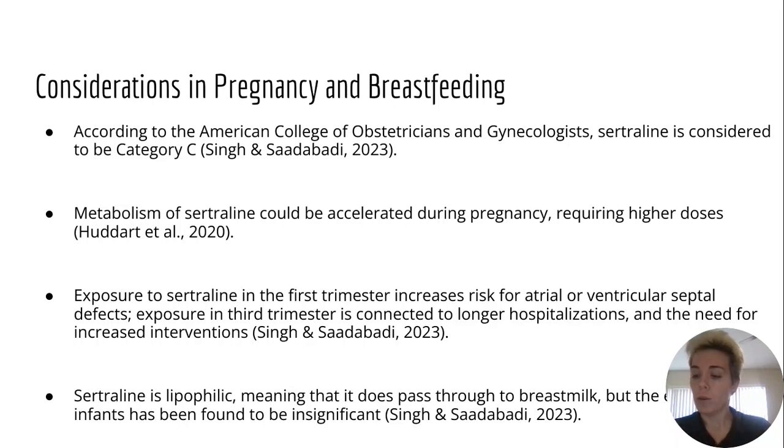In lactating women, while sertraline is a lipophilic drug and it does cross into the breast milk, its effect on a breastfeeding infant is found to be negligible, and therefore it is considered to be safe for breastfeeding. It's also important to note, according to Hudarts and others in 2020, that metabolism of sertraline in pregnant women may be accelerated, requiring higher doses.